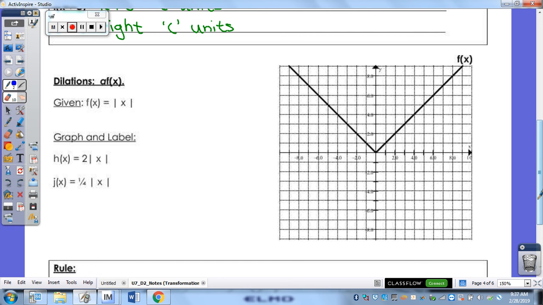So then the a value, again, that's a stretch or technically a shrink, but a lot of times we just call them stretches. So here, we got a 2 out in front, so that means we're going to stretch everything by 2. So that means we have to multiply the y values by 2.